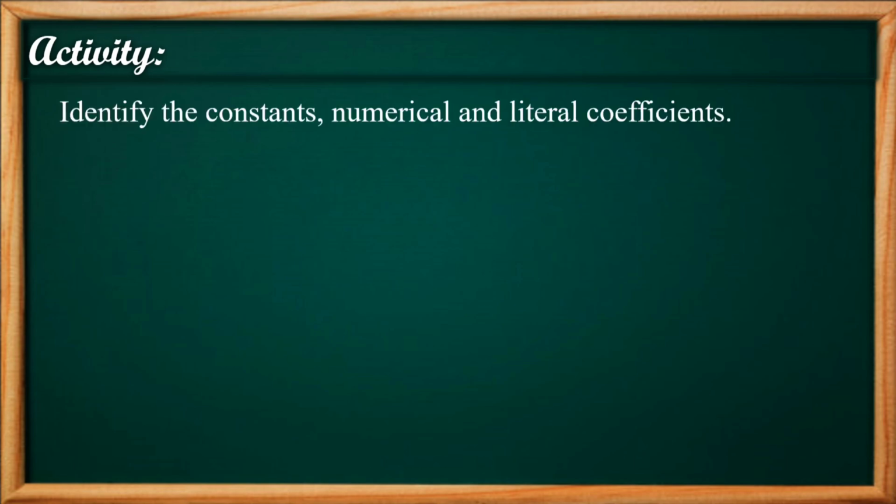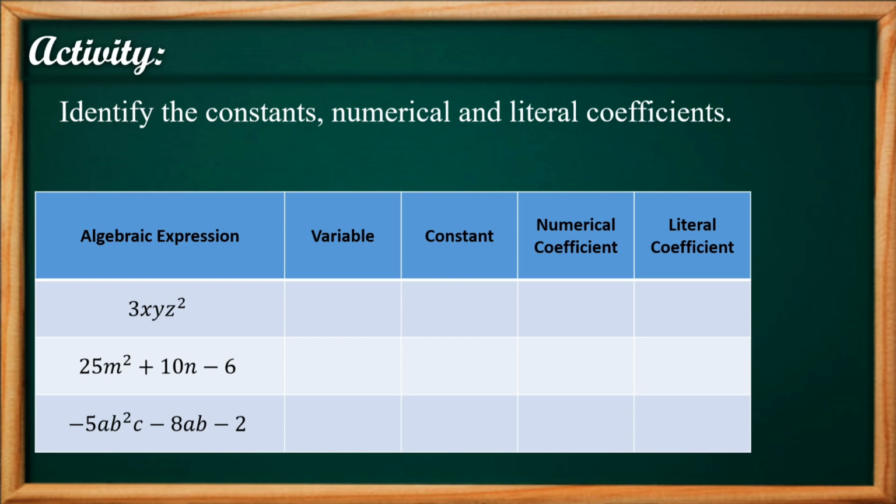Identify the constant, the numerical, and the literal coefficient, including the variable. Okay, let's have here our given algebraic expression: 3xy squared; 25m squared plus 10n minus 6; and negative 5ab squared c minus 8ab minus 2. Number 1, identify the variable. The variable is x, y, z. Hindi natin sinali yung exponent kasi we need only to identify the variables.